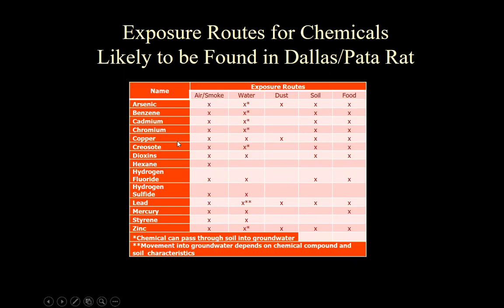So what is concerning is that some of these can be exposed through all these routes here. So I have air, smoke, water, dust, soil, and food.